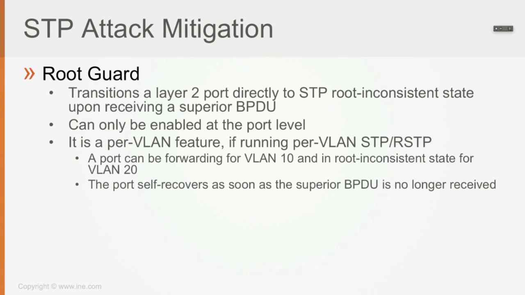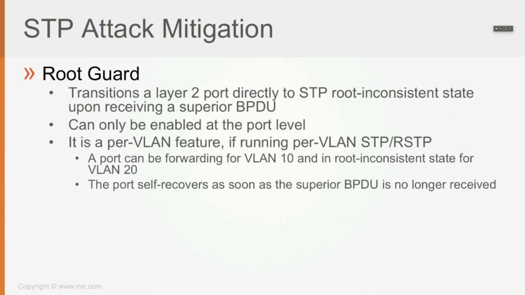So I'm going to enable root guard in the network, which means that this feature is going to transition a layer 2 port directly to the STP root-inconsistent state upon receiving a superior BPDU. It's not like a logical shutdown. It's going to keep the port in listening state, which means no traffic is allowed back and forth, but BPDUs are still allowed inbound. This feature can only be enabled at the port level. It doesn't have a global capability, and this makes sense because you have to carefully select on which ports you enable that feature.